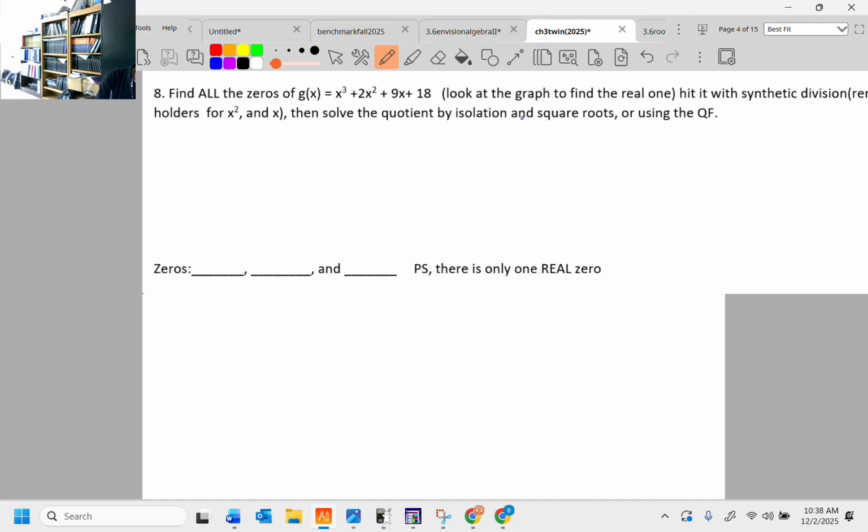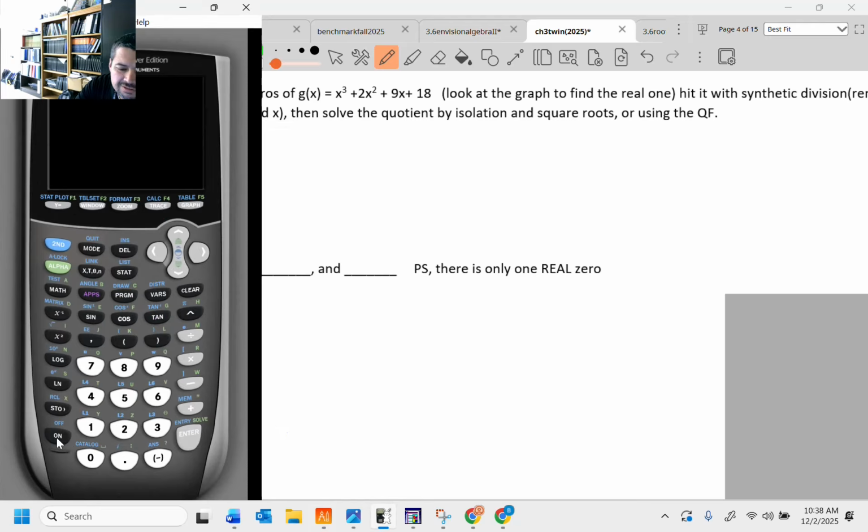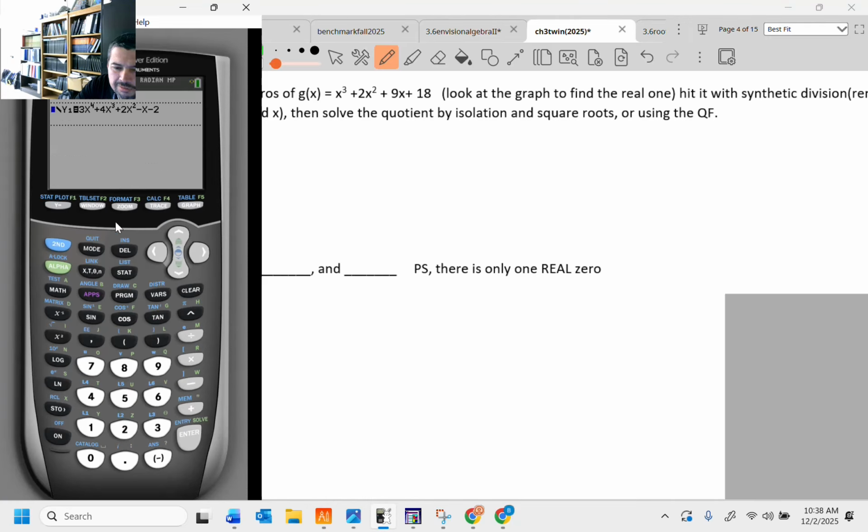All right, number 8. To find all the zeros of this polynomial, it says look at the graph to find the real one. I think the test might be a 4th degree polynomial. I don't know. But it's an x cubed function, so we're going to pull out the real one, and that's going to get us down to what we call a quadratic. And then we're going to hit it with either the quadratic formula. Actually, looking at this one, I probably made this one pretty simplistic. We can probably find the missing 2 zeros by taking square roots. Doesn't look like it's a hard one.